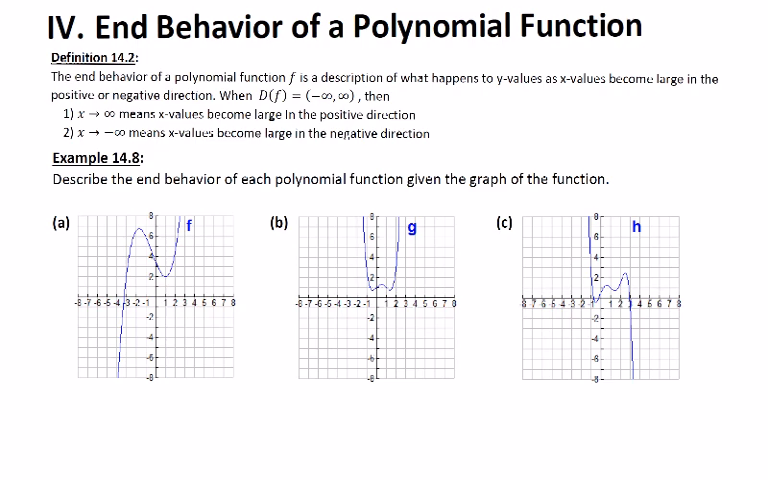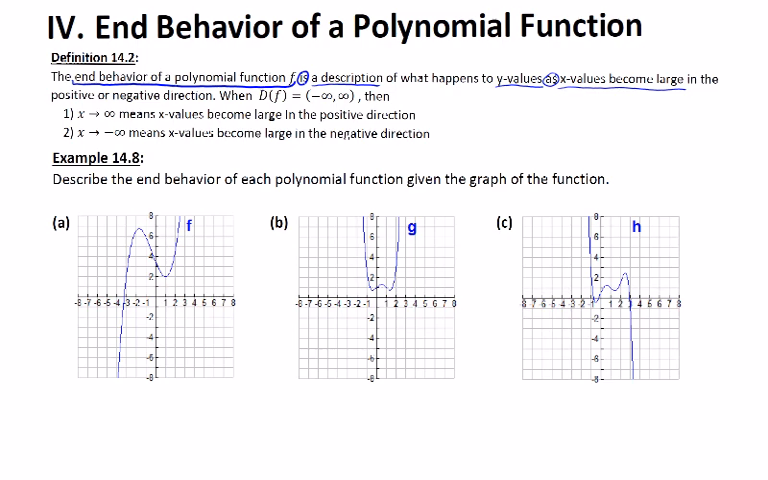Definition 14.2 is going to do two things for us. It's going to tell us what the end behavior is supposed to be, and it's also going to give us some notation to help us with describing the end behavior. So it starts with saying the end behavior of a polynomial function f is a description of what happens to y values as x values become large.